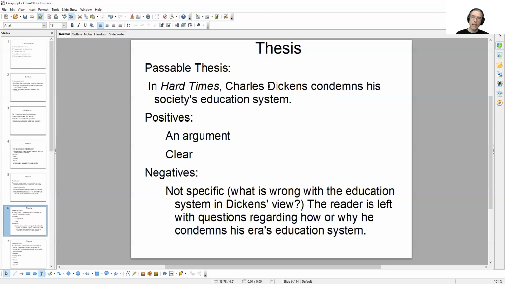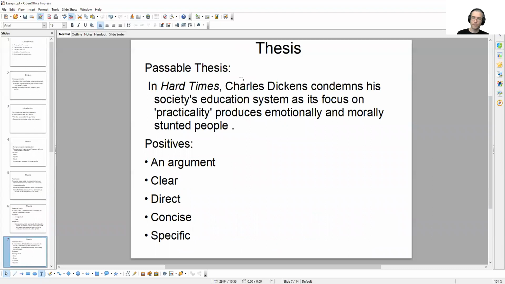So let's say we take the idea that, well, he doesn't like the products, the kind of people that are produced by this education system. That in itself would be a little bit better, would add detail to this thesis. But we want to expand that idea. We want to be as precise as possible. So the more than passable thesis would be, in Hard Times, Charles Dickens condemns his society's education system as its focus on practicality produces emotionally and morally stunted people.